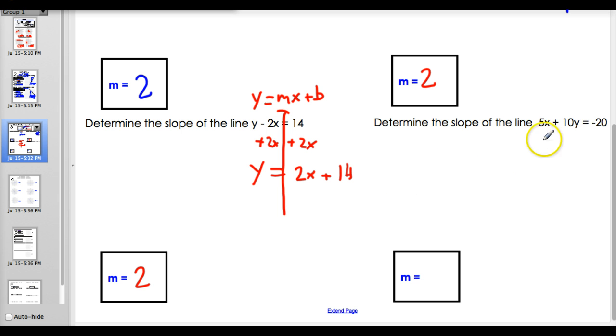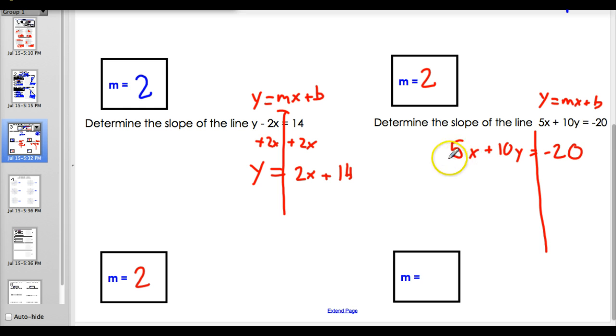All right, final question. This is the doozy. This is the hard one. I really want you guys to get this. We want to find the slope of this, and this isn't anything like y equals mx plus b form. We have to get in this form, and so we have to get y on one side, everything else on the other. So let me just rewrite this over here: 5x plus 10y equals negative 20. Draw the line down. Now we got to move the 5x over here because we got to get y by itself. So let's subtract 5x from both sides.